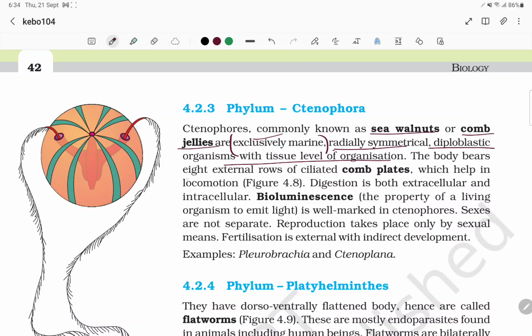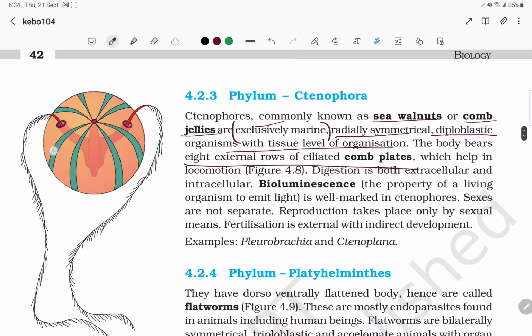The body bears 8 rows of ciliated comb plates. You can count from this picture 1, 2, 3, 4, 5, 6, 7 and 8. 8 comb plates, which are ciliated in nature. Digestion is both extracellular as well as intracellular. There is not much difference between Cnidaria and Ctenophora, but the special character they exhibit is bioluminescence, the property of living tissue emitting light. It is very well marked in ctenophores. You can see it in cnidarians also, but not well marked.